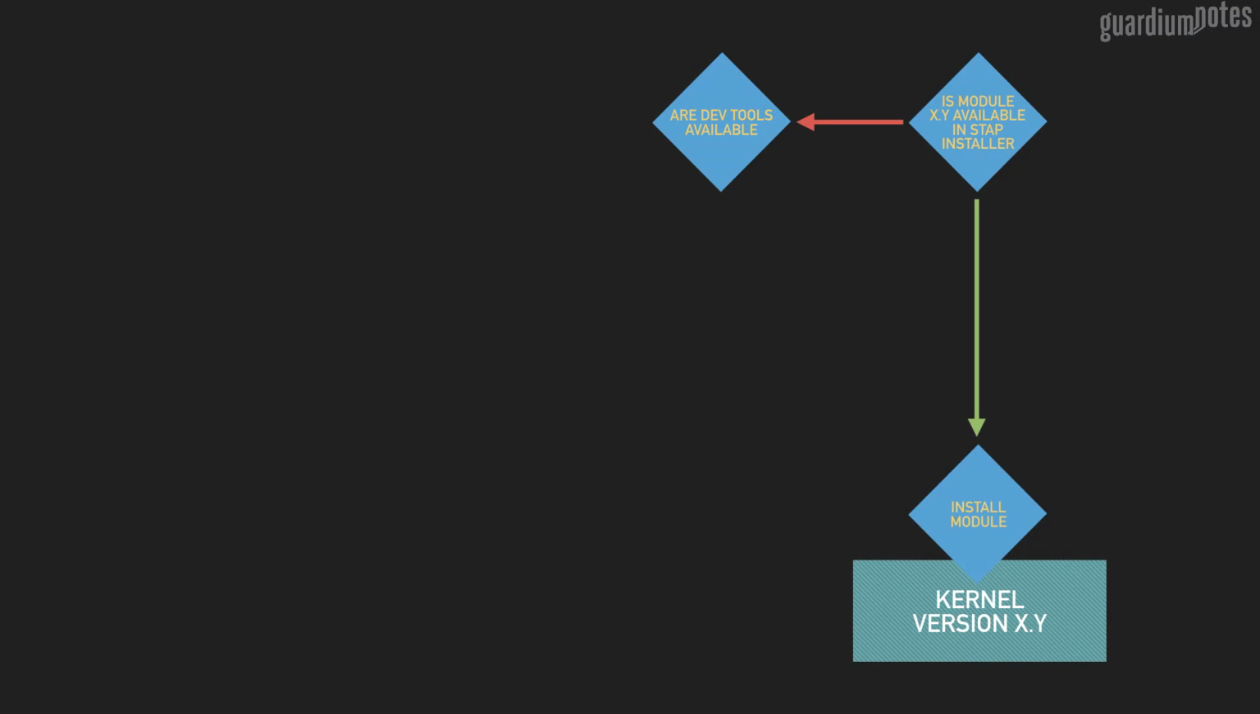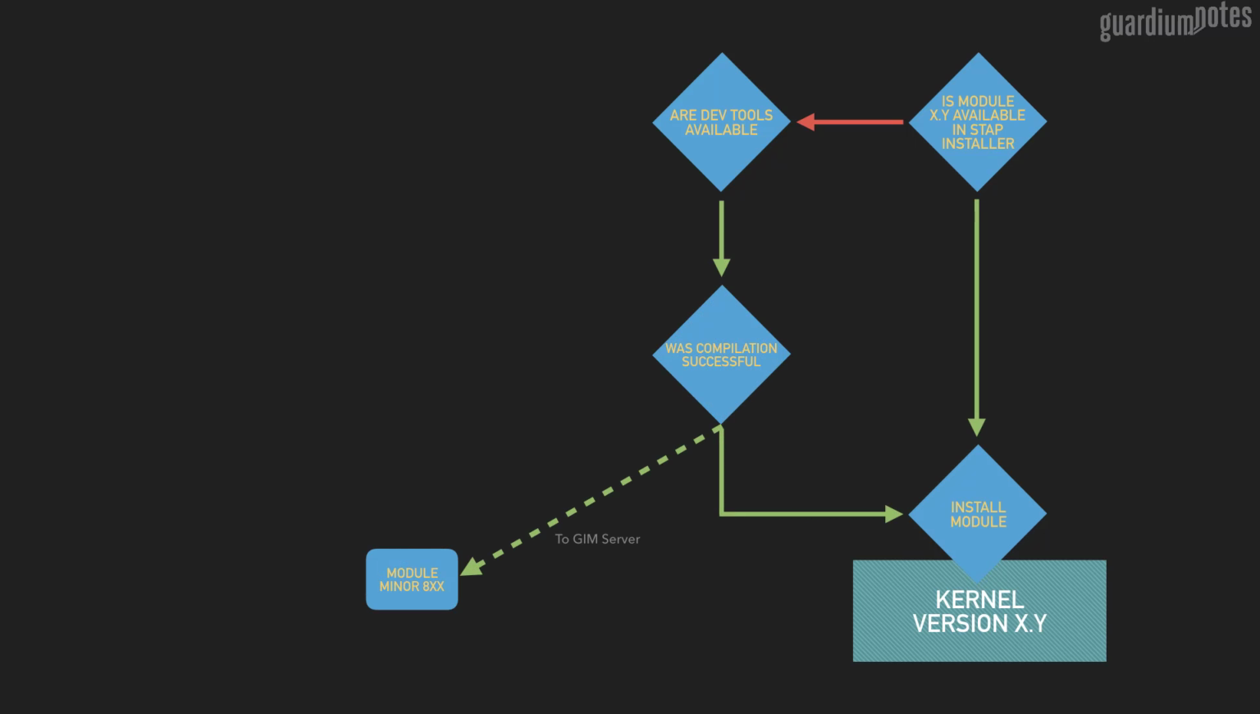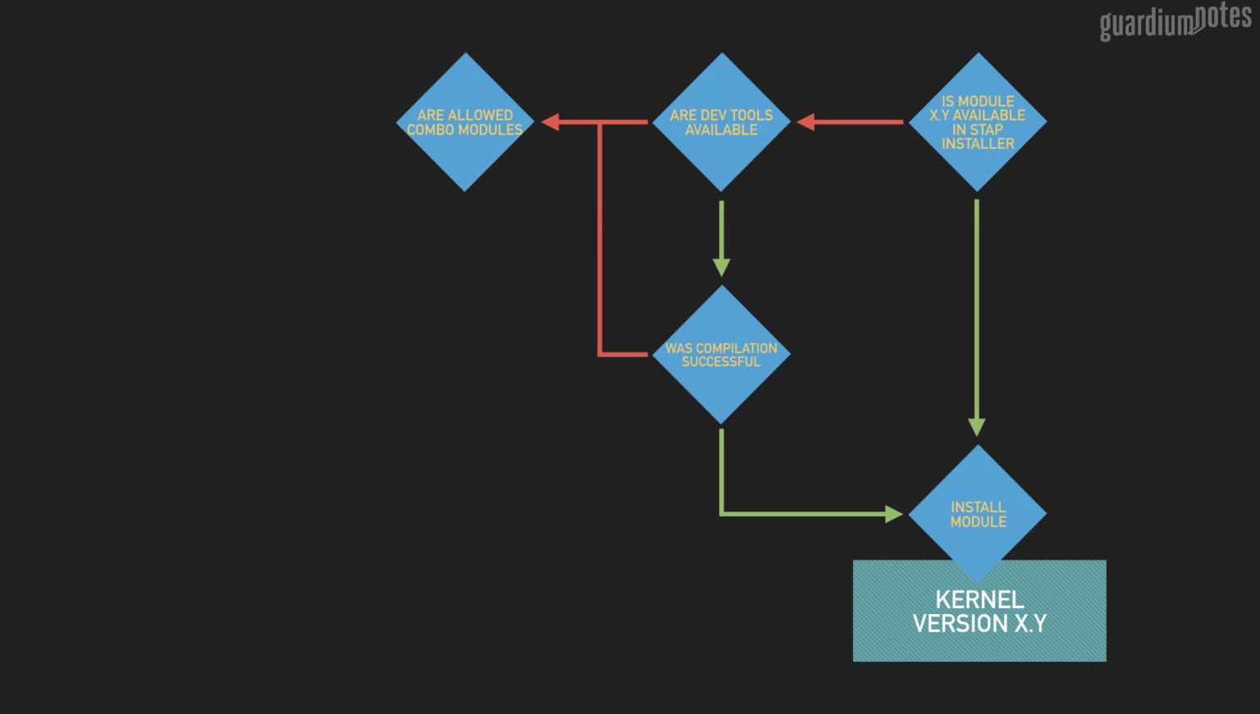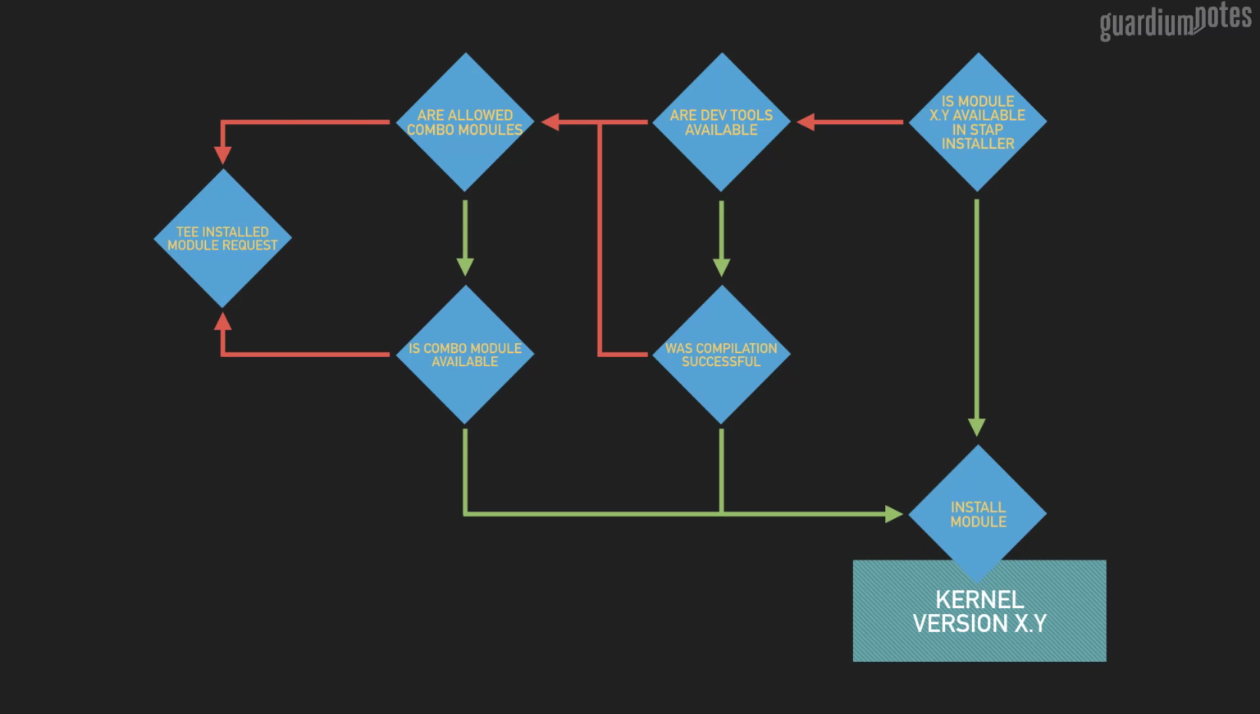So the current KTAP installation flow looks this way. If there is no natively compiled module for the current kernel, the development tools are used for module compilation on the monitored machine. If compilation finishes successfully, the module is installed and a subversion of STAP is sent to the GIM server. If dev packages are not available or the compilation process fails, the KTAP allow combos module parameter is checked. If its value is Y, the module approved by IBM as similar to the current kernel is selected and installed. If combos use is disallowed or there are no tested combos, the T driver is installed and a module compilation request to IBM is needed.